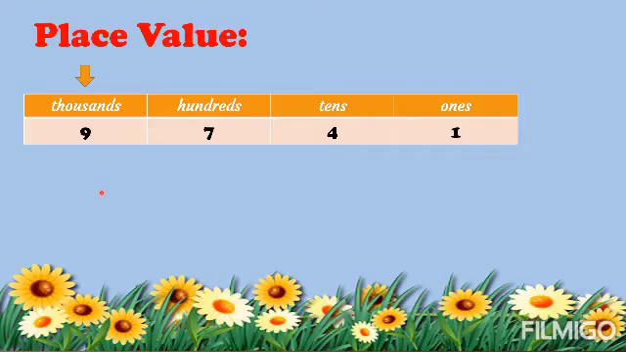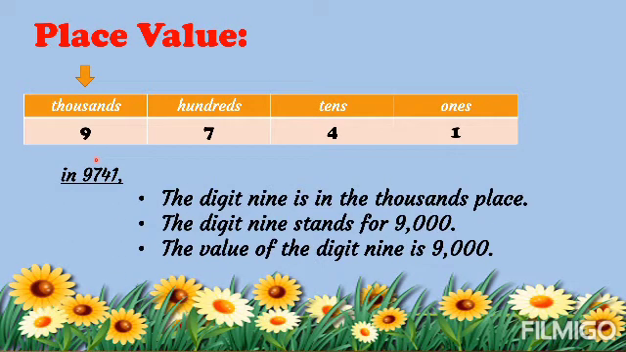9,741. So of course, class, to identify the place value, let us start first from the highest place value, which is 9. So the digit 9 is in the thousands place. The digit 9 stands for 9,000. The value of the digit 9 is 9,000.